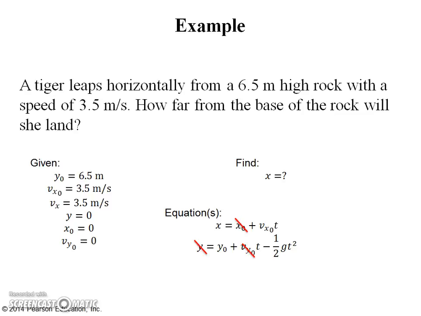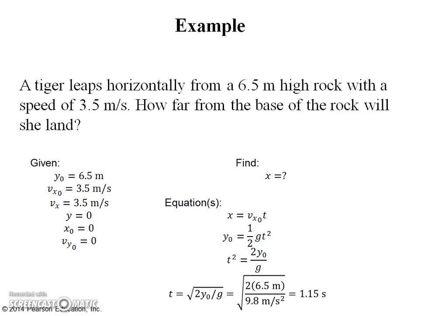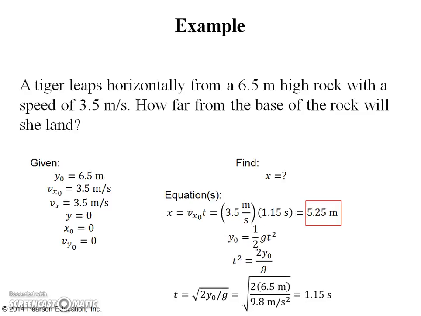So the first step is to cancel out anything that equals 0, and that reduces the equation. Then we know two negatives equal a positive, so that reduces down, and now we can solve for t. Once we solve for t, take the square root, and then plug and chug. And we get 1.15 seconds. Then we just plug that into our x equation. We do that, and we get 5.25 meters as our answer.